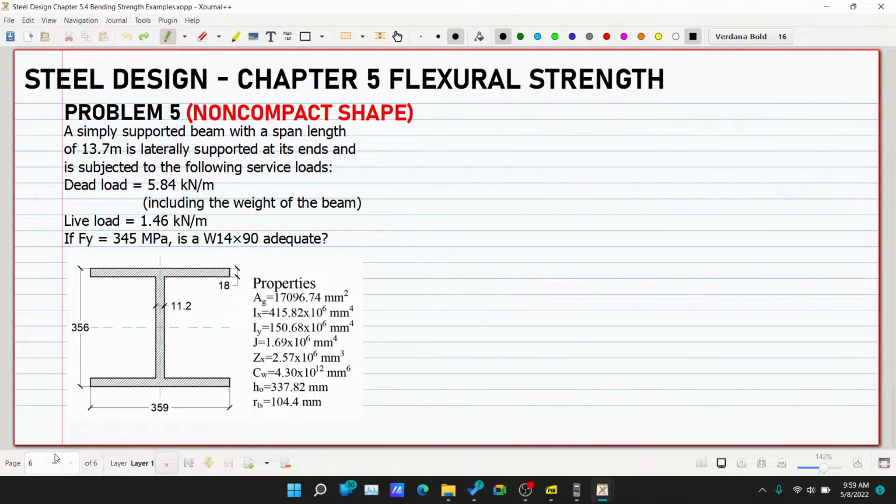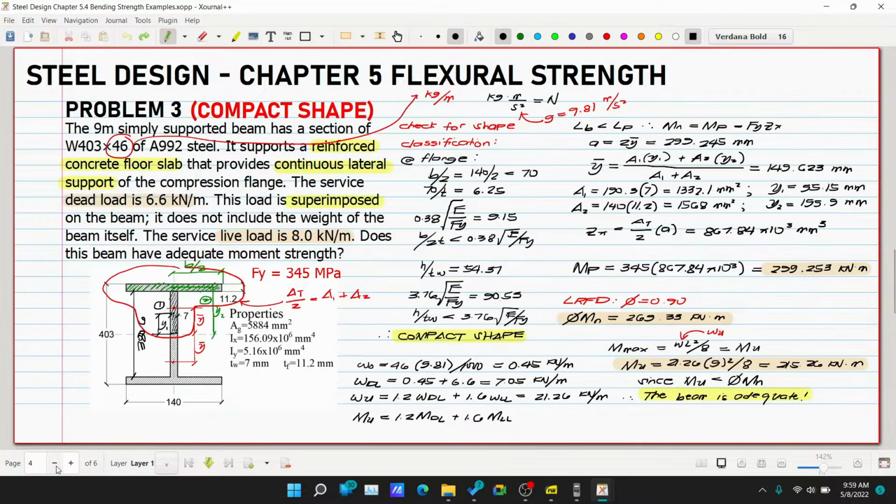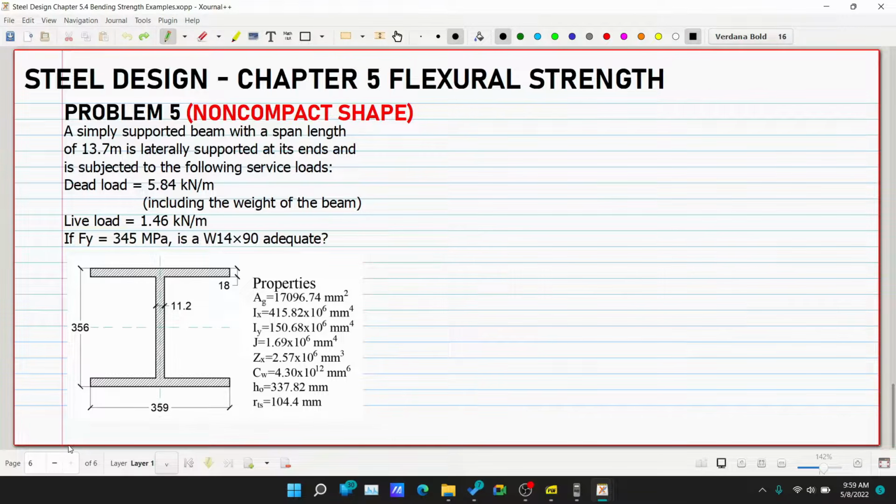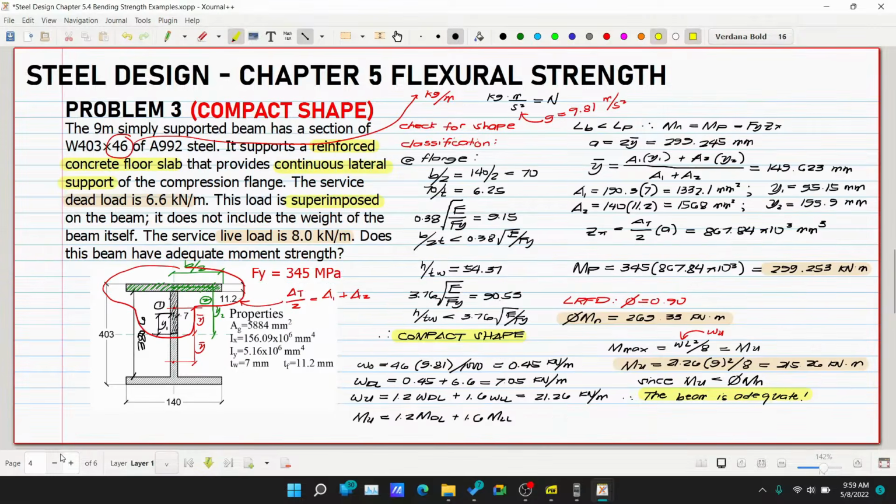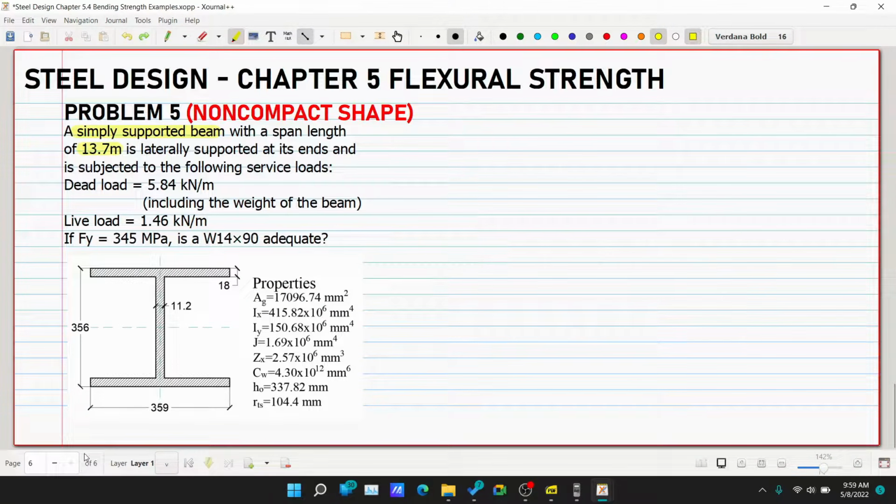Okay, so this is similar to our problem number 3. We will check the capacity or strength of our beam for the loadings that it will carry. This is a simply supported beam where the lateral support is at the ends, which means the unbraced length is the full 13.7 meters. The dead load already includes the weight of the beam, so we don't need to do what we did in problem number 3, where we had to add the beam weight to the load. Okay, so we can start.